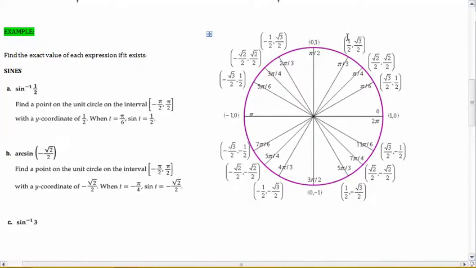So let's do an example using inverse sine. This question says find the exact values of each expression, if it exists. So the question says find the sine inverse of 1/2. What does that question mean? That question means where do we have some angle where we get the answer 1/2 if we were to take the sine.